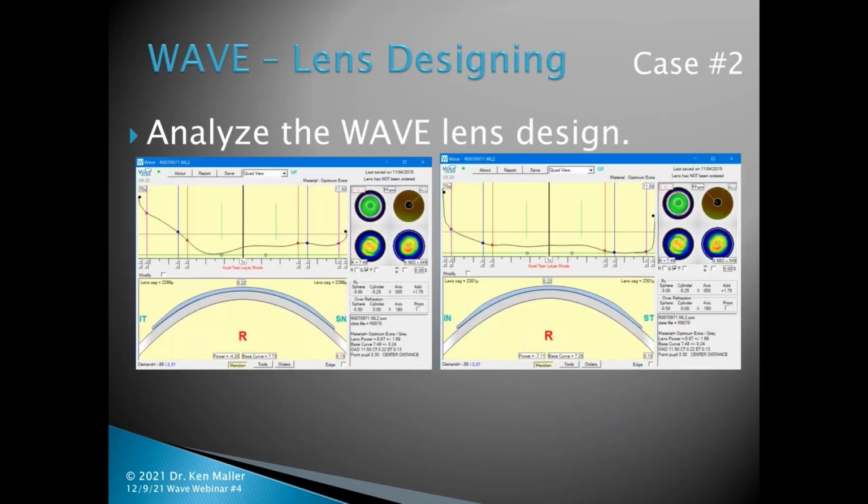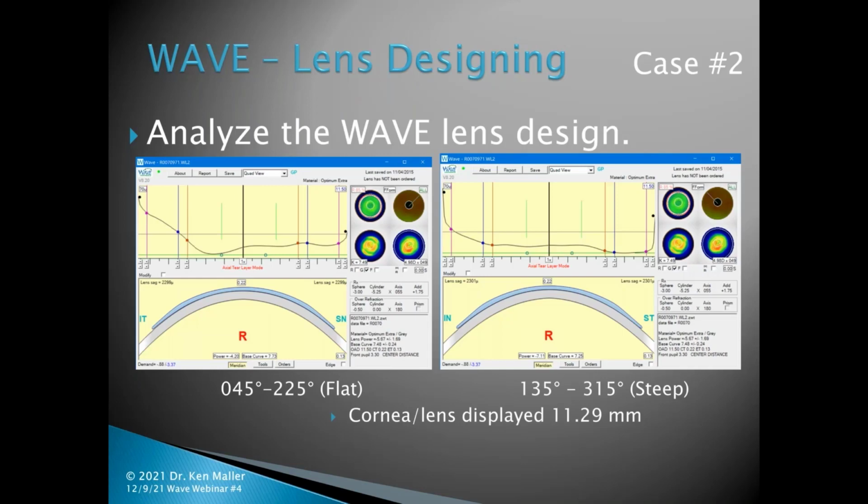So here's the lens design that I did for this particular patient, and I've shown here along the flat meridian, which is the 45-225 meridian, that's being displayed in wave on the left, and then along the steep meridian, which is the 135-315 degree meridian on the right. The cornea lens that's being displayed in the upper portion, even though we have the 11.5 lens, is 11.29. So we're missing just a little bit of the display there.